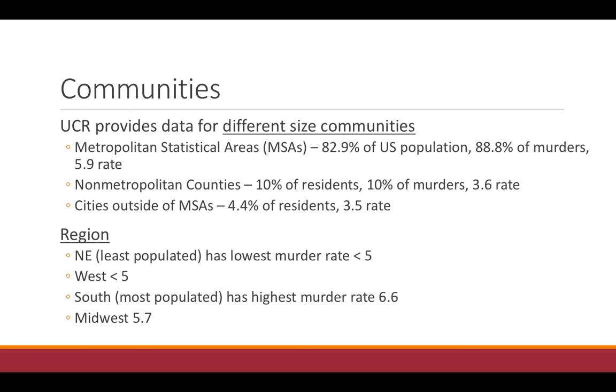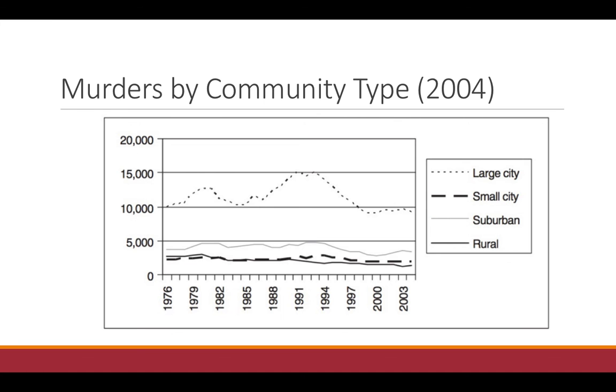When we look at murders by region, the Northeast, which is the least populated area, has the lowest murder rate, and the South, which is the most populated, has the highest murder rate. So congratulations, you're going to school or living in the safest area for murders. And here we just have this represented in graph form.